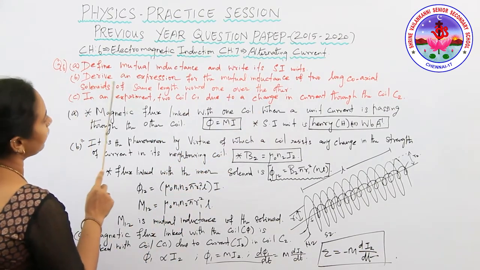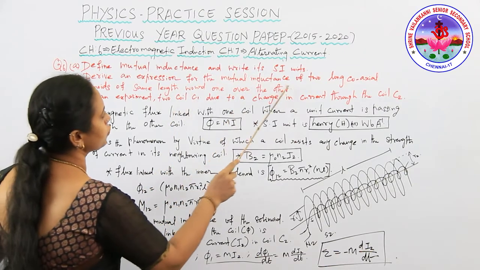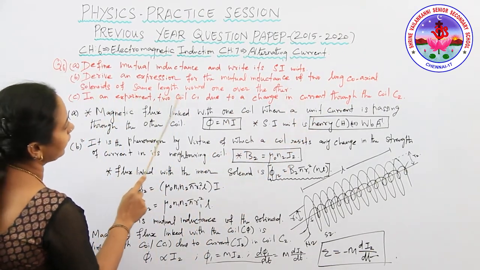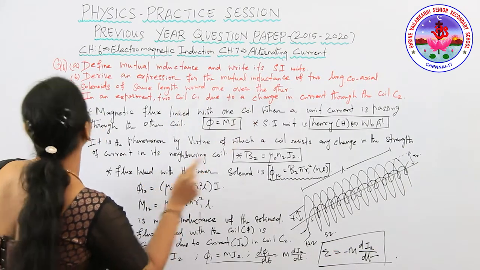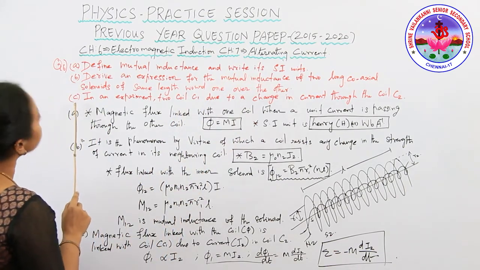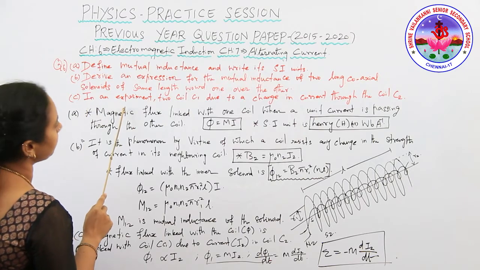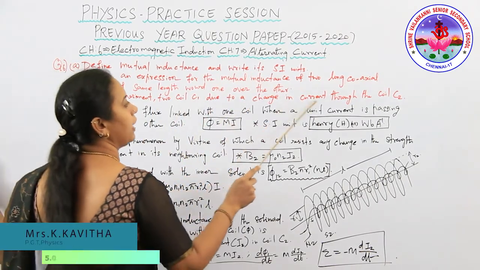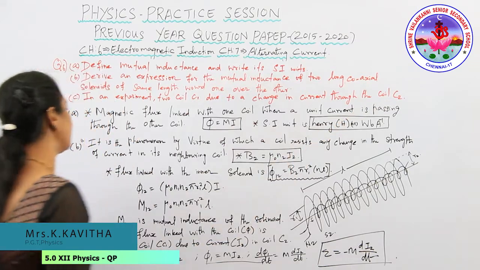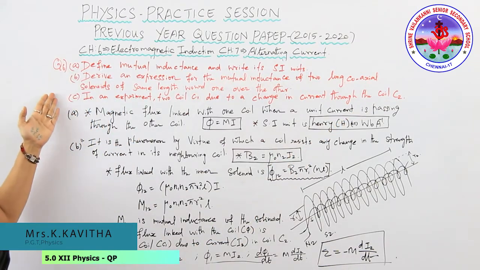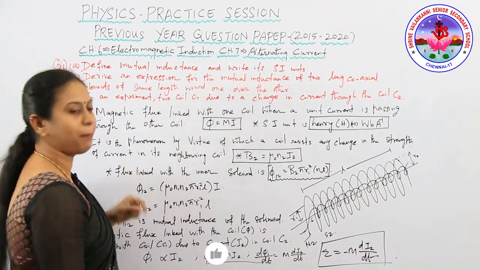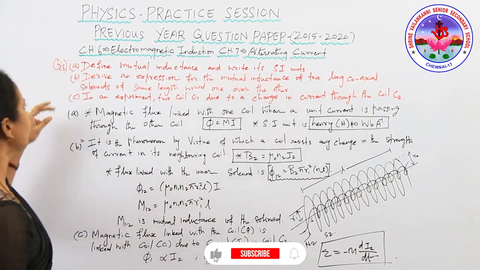Subdivision B: derive an expression for the mutual inductance of two long coaxial solenoids of the same length, one over the other. The third subdivision: in an experiment, two coils C1 and C2, show that due to a change in current through coil C2, an EMF is induced in C1. So this is a long answer question. Usually we have a long answer question with subdivisions.